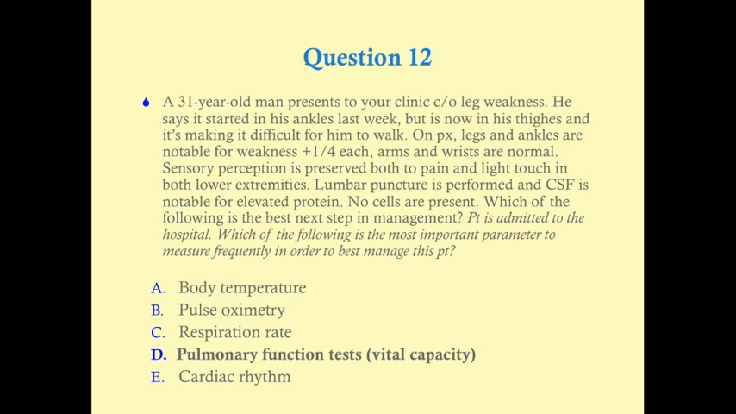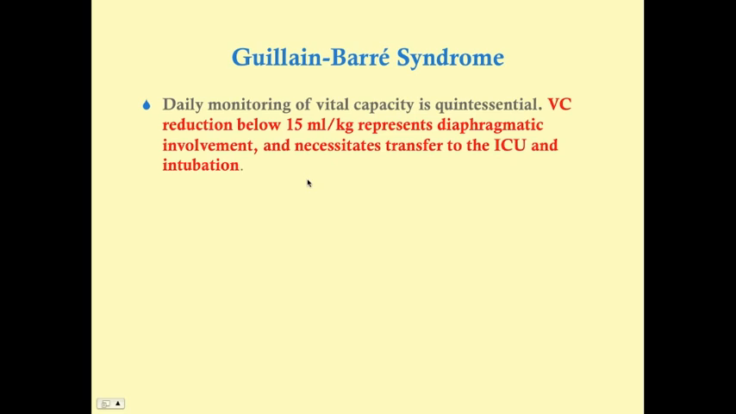And if the vital capacity goes below 15 milligrams per kilogram, then this represents diaphragmatic involvement and the patient will need to be intubated. So this is the genesis of why the patient needed to be admitted to the hospital in the first place, because we need to monitor his vital capacity until the Guillain-Barré syndrome goes away, which it always does, but we have to monitor him in the meantime to make sure it's not going to his diaphragm. And if or when it does, then we will transfer him to the ICU and intubate him, probably sedate him as well.